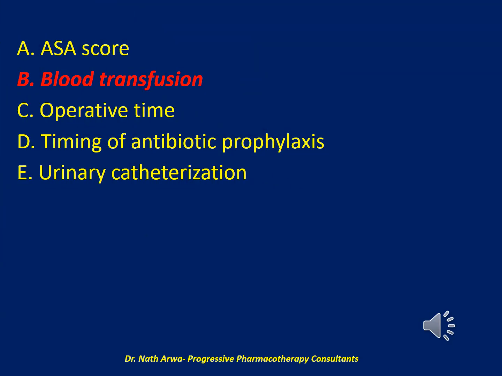And the correct answer is B, blood transfusion. I will clarify why. There is evidence that allogenic transfusion of red blood cell concentrates is immunosuppressive and increases the risk of nosocomial infection.